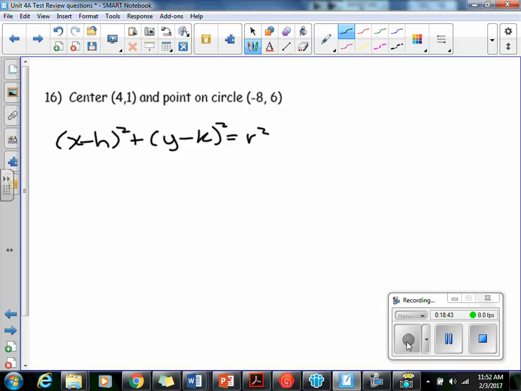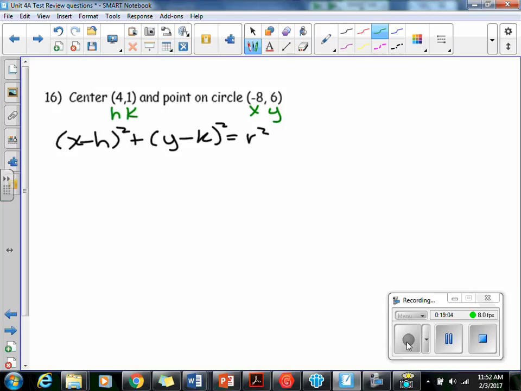So what you need to find is the length of your radius. You find the length of the radius by plugging in. Your center is your h and your k. Your point on the circle is your x and your y. You're going to take the h, the k, the x, and the y, plug them into the standard form, and use that to find the radius.